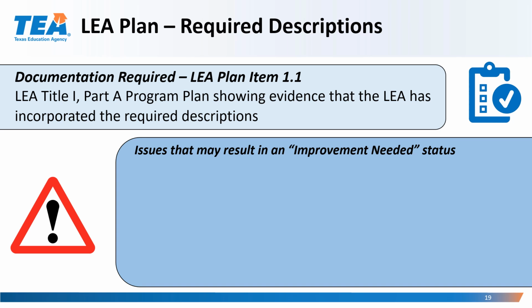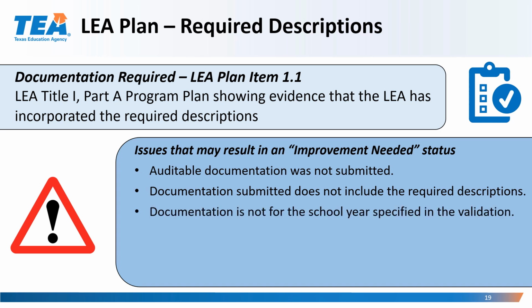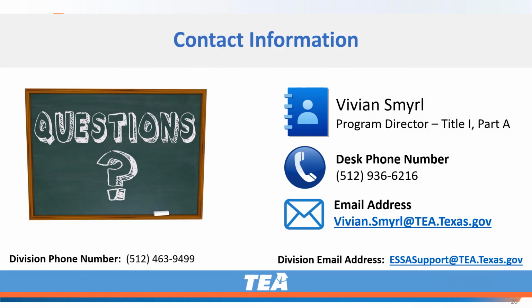Issues related to the required descriptions in the LEA plan that may result in an improvement needed status include: the auditable documentation was not submitted, the documentation submitted does not include the required descriptions, or the documentation submitted is not for the school year specified in the validation.